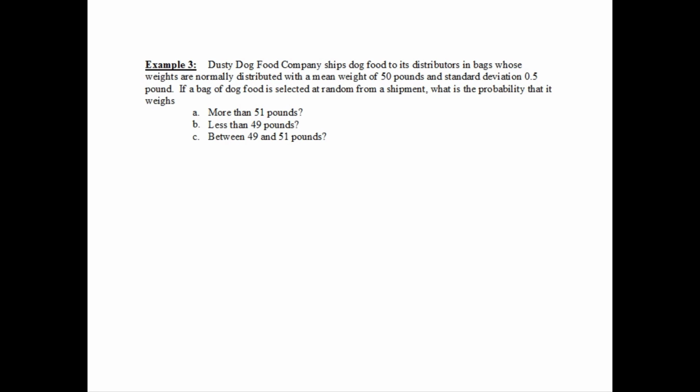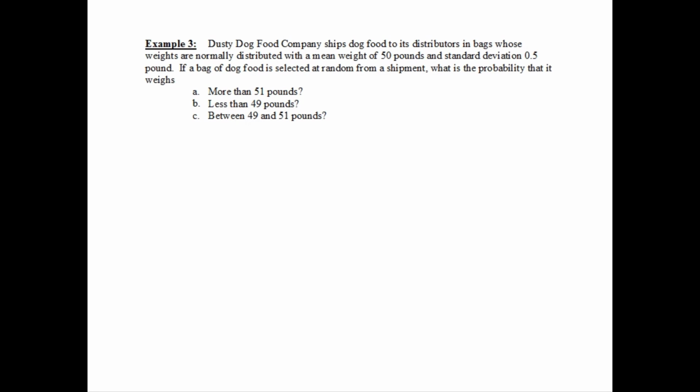Let's move on. Here's another example. Let's suppose that Dusty Dog Food Company ships dog food to its distributors, and it ships the dog food in 50-pound bags. When you purchase dog food or something else in a 50-pound bag, you can be pretty sure that the weight is not exactly 50 pounds. It will simply be very close to 50 pounds. Here, the weights of our dog food bags are normally distributed with a mean of 50 pounds and a standard deviation of 0.5, or half a pound.